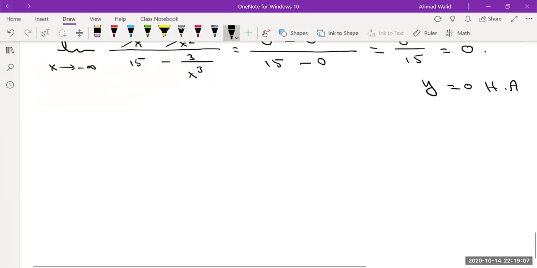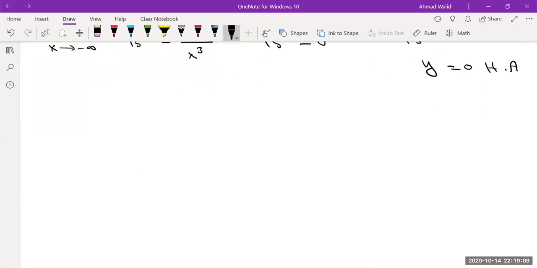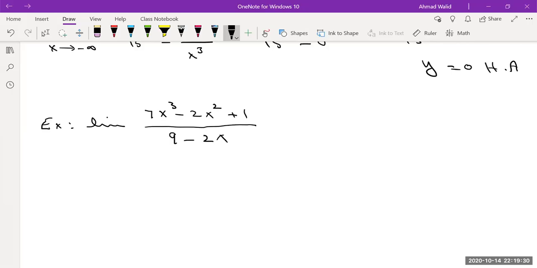One more example. Then I'll jump to the next form. Limit of 7x cubed minus 2x squared plus 1 over 9 minus 2x as x approaching negative infinity.